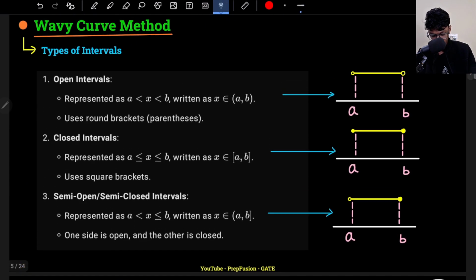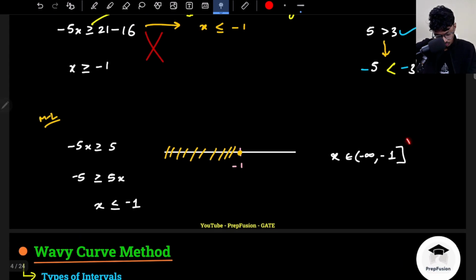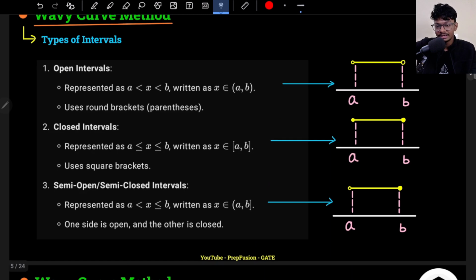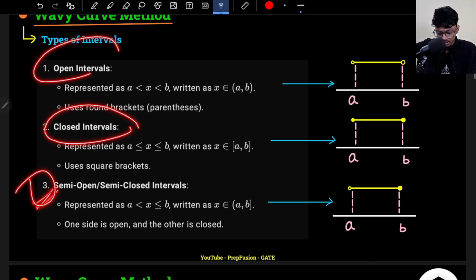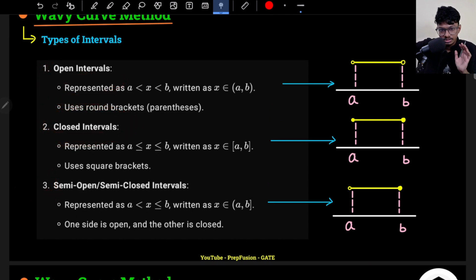Now we will discuss intervals. These are known as intervals on which x belongs. There are mainly 3 types of intervals that we can define. You can have more combinations in between, but these are the main types of intervals. The types of intervals are open interval, closed interval, and semi-open and semi-closed interval.